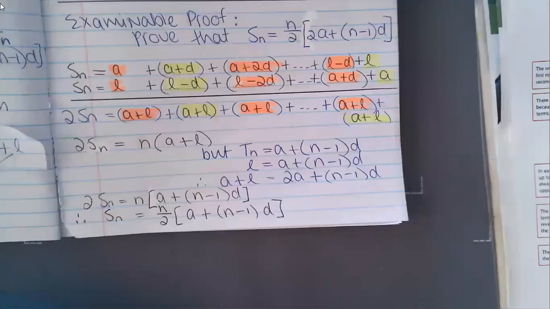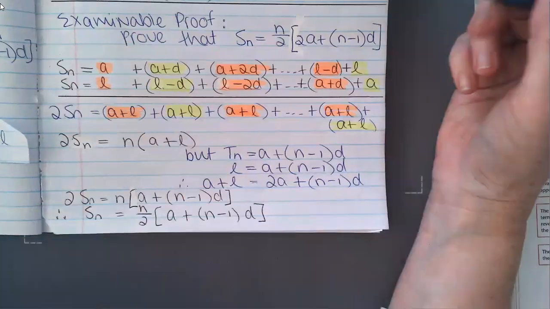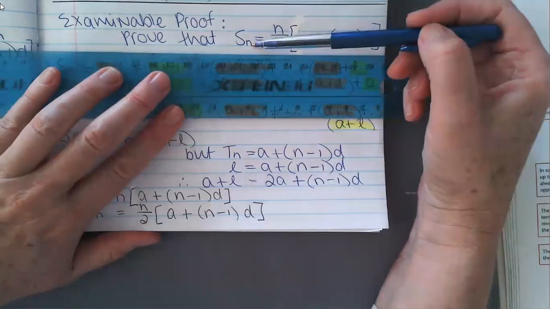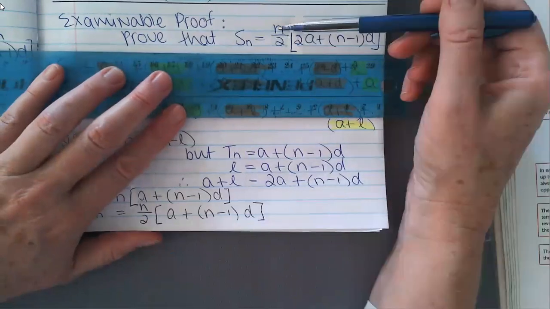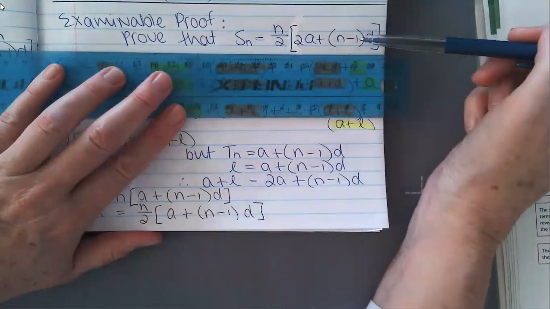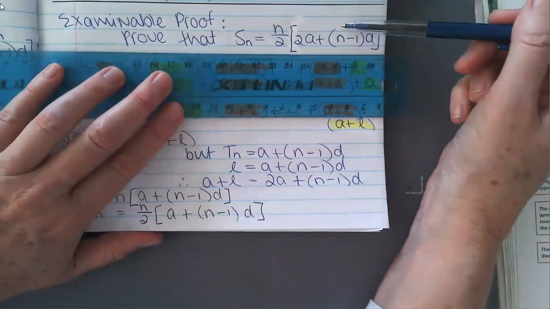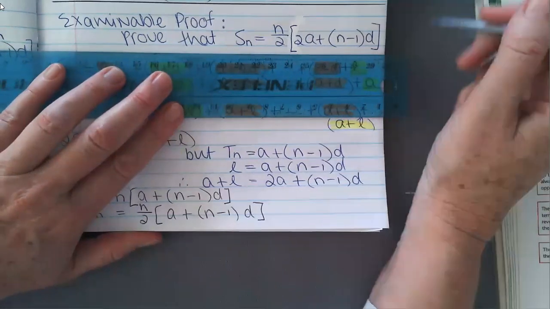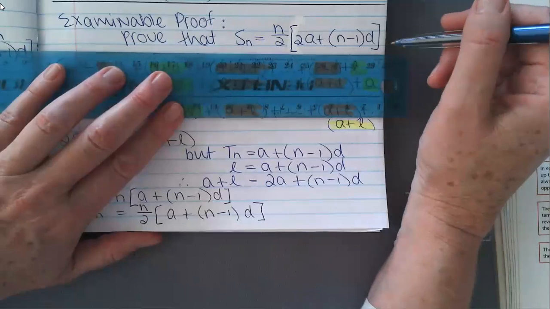So now, this is the proof. It's an examinable proof. They will ask you this: prove that the sum of the first n terms of an arithmetic sequence is n over 2 times [2a plus (n minus 1)d]. And this you have to know. You do get it at the end of the year, but if you don't know your formulas, you will not be able to manipulate or understand how the sums work. So know the formulas so that you can work with them much more easily.